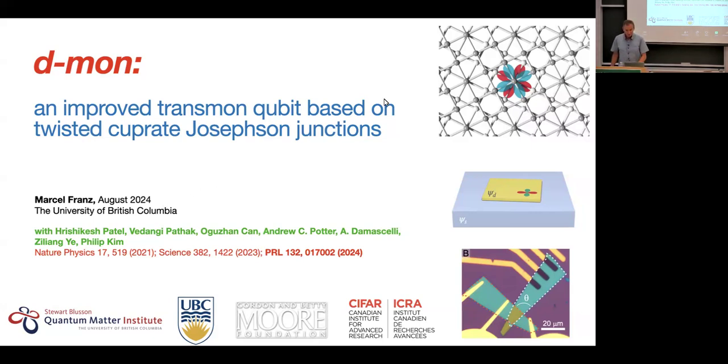So d-mon, what is d-mon? Well, let me just tell you, it's a proposal for a new type of qubit that we view as an improved transmon qubit. And when we submitted the manuscript to the archive with this name, it was the first time in history when it got held up. So it didn't appear next day.